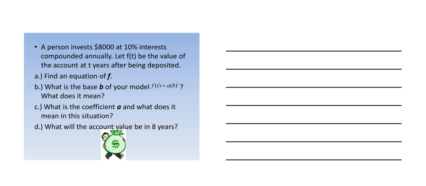A person invests $8,000 at 10% interest compounded annually. And we're to use f of t to be the value of the account at t years after being deposited. So let's realize our exponential function equation is typically of the form f of x equals ab to the x. Agreed? But in this case, we're going to start with an equation that's slightly different, but we will end up with exactly something similar to that.